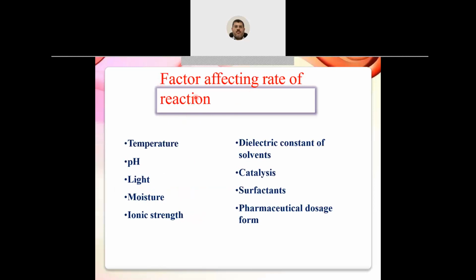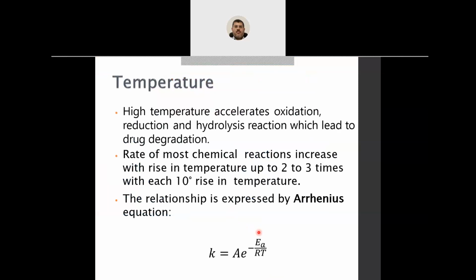Okay? So what factors will affect the rate of reaction, which is drug degradation or drug stability here? Many factors may affect drug stability by affecting the rate of degradation of the drug product. Temperature, which is the temperature of the storage place, okay? And then pH, which is the pH of the medium of the pharmaceutical product itself. Light, if there is light that comes in contact with the product, moisture around the product, ionic strength of the product itself, dielectric constants of the solvents used if you have a liquid dosage form like a solution or suspension, catalysis by any agent that may speed up the reaction in the medium, presence of surfactants, and the pharmaceutical dosage form type itself, whether it is a solid or liquid dosage form. We will talk about them one by one.